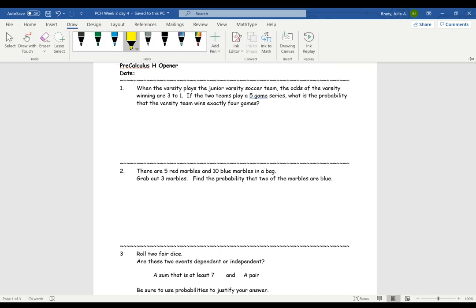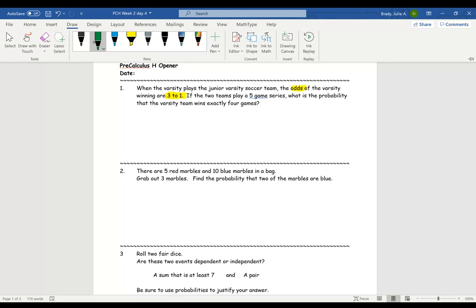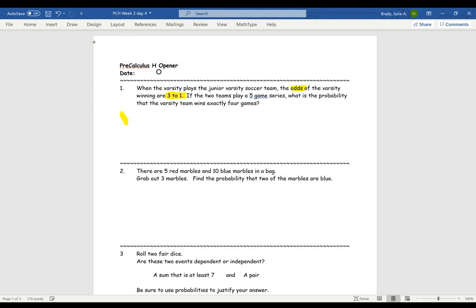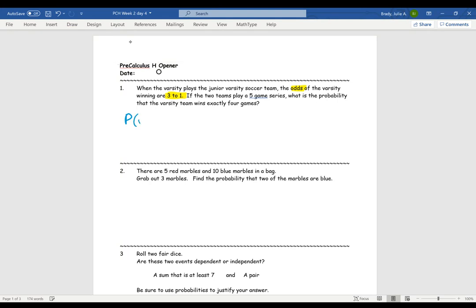Sometimes they don't tell you about probability when you're doing problems, but they tell you about the odds. The odds mean that for every 3 wins, there's 1 loss. So let's do the probability of varsity winning. The probability that varsity wins a game is 3 chances to 1, meaning out of 4 chances, there's a 3/4 chance that varsity wins a game. Now let's see what the problem says.